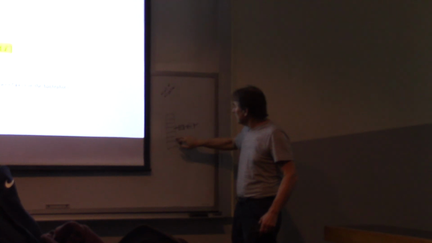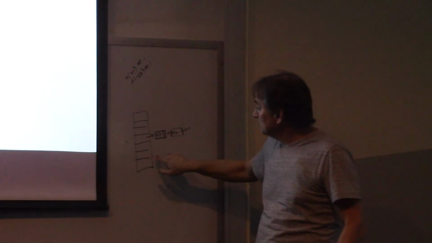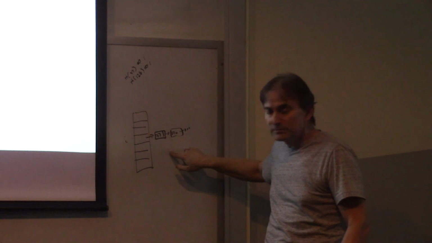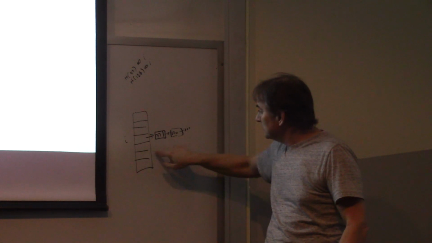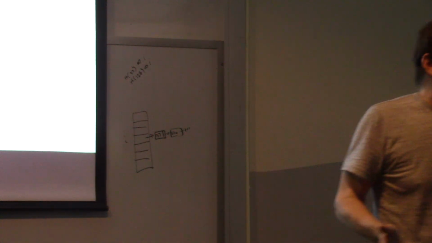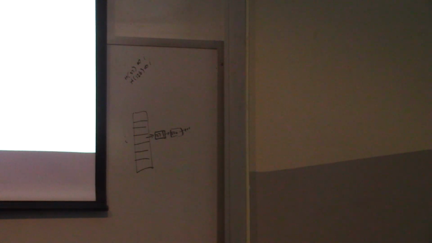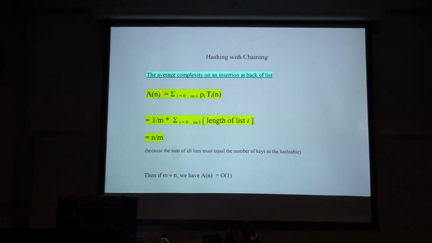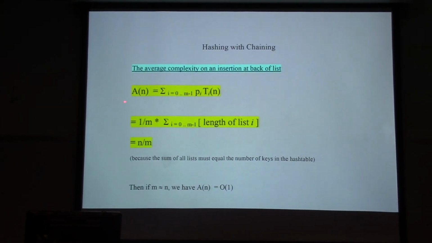So if I go here, I'm going to have to make sure that it's not already in there. If I reach the last one and it doesn't match, add it. But if it's already in there, don't add it, because we don't want duplicates. So let's look at the average complexity of insertion at the back of the list. We have to go to the back of the list because we have to make sure we don't have a duplicate.